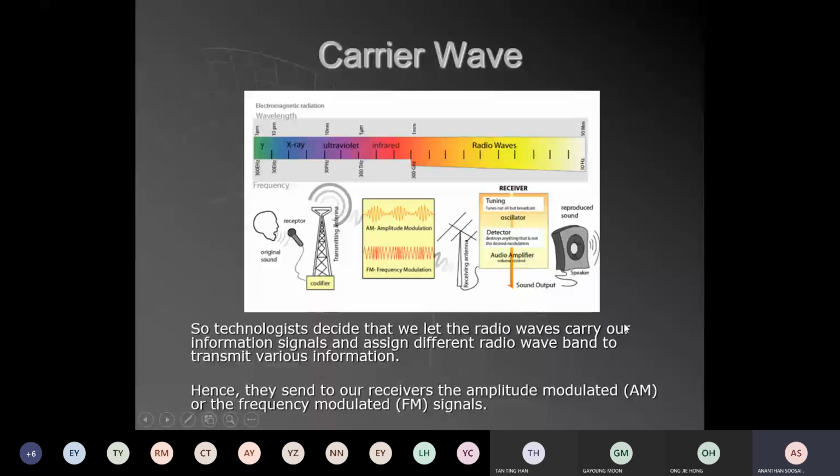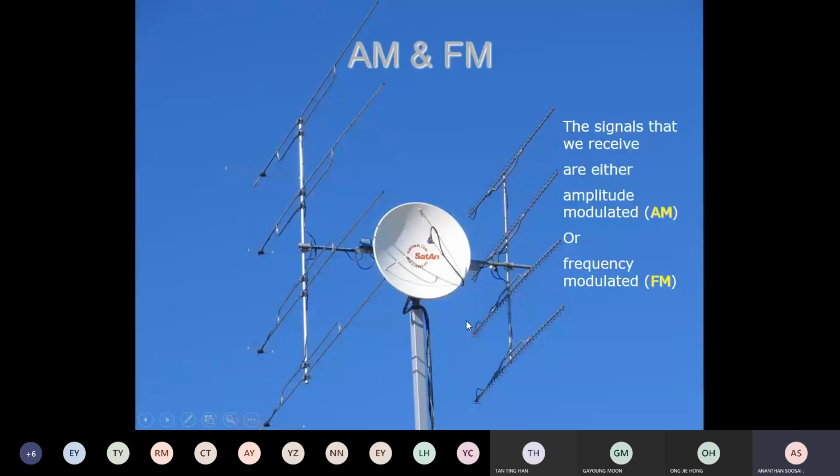So carry our signals, information, assign different radio wave bands, transmit various information, and they send out, receive the amplitude modulated and frequency modulated signals. So this will come later. For the time being, why is the radio wave used? So that every source of signal has different frequencies. That's where the terms AM, FM arose.